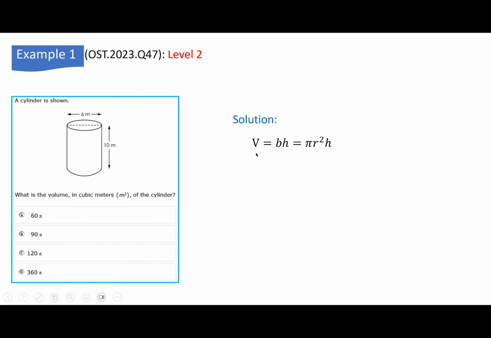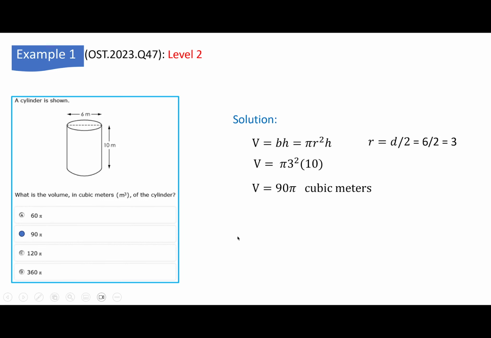So the solution: the volume is, again, base times height. The base is a circle, pi r squared times h, the height. The r, half of the diameter, is 3. So you need to use 3, not 6. Now just apply here pi times 3 squared times h. That's 90 pi cubic meters. You watch here, it's right here.